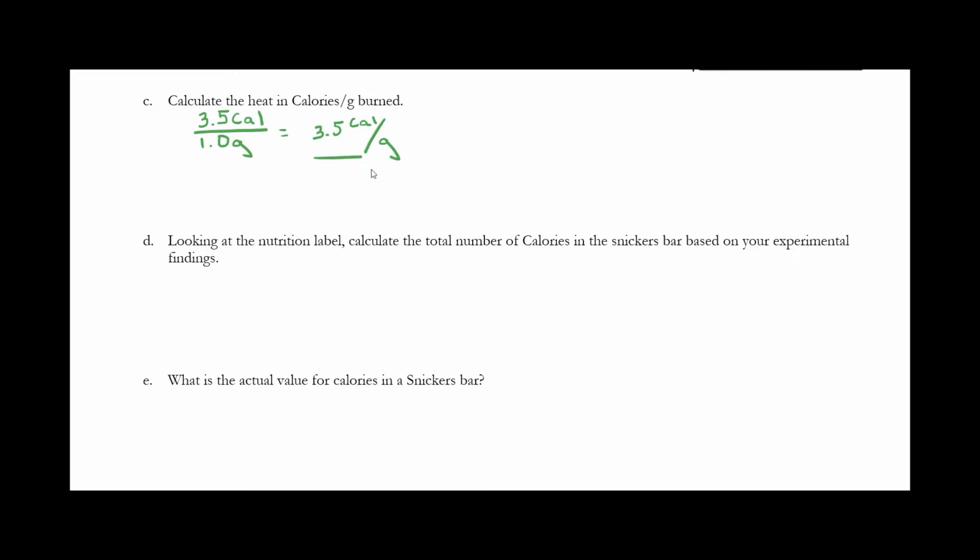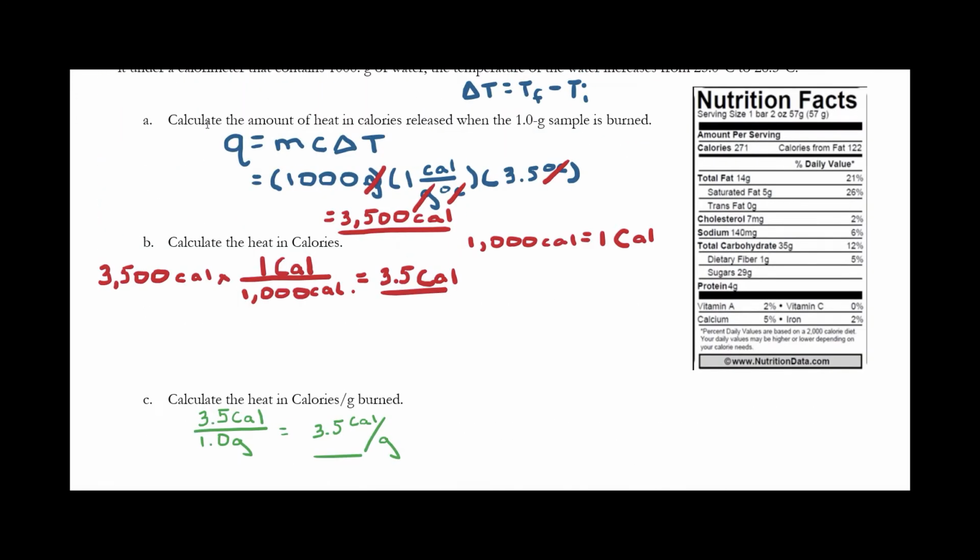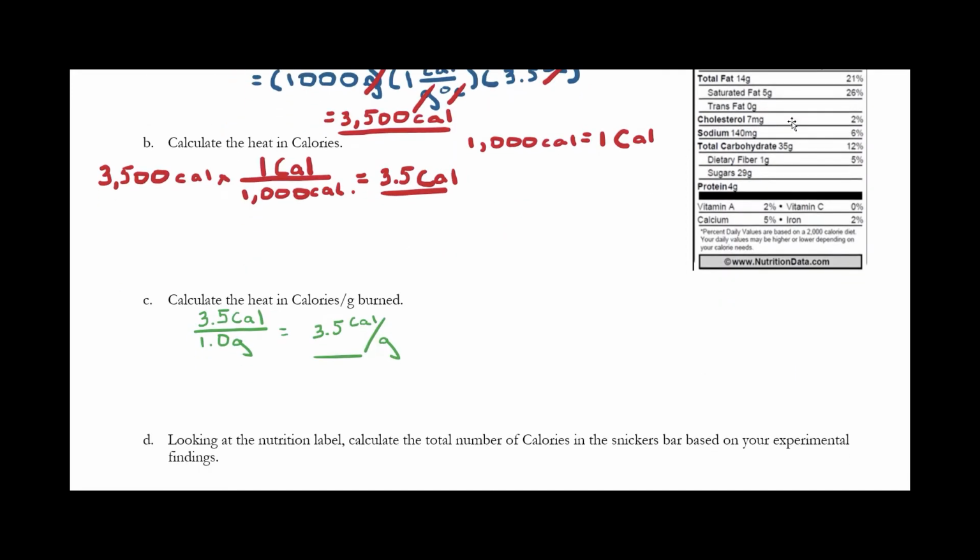Now, why do I have to do this? Well, look at the next problem. Looking at the nutrition label, calculate the total number of calories in the Snickers bar based on your experimental findings. Well, if I look at the nutrition label, it tells me that 1 serving, which is a bar, has a mass of 57 grams. So yes, I took a small piece of it, 1 gram, and burned it. I didn't burn the entire thing. So I need to take into account the fact that it's not 1 gram that I'm burning and measuring the heat of, but 57 grams.